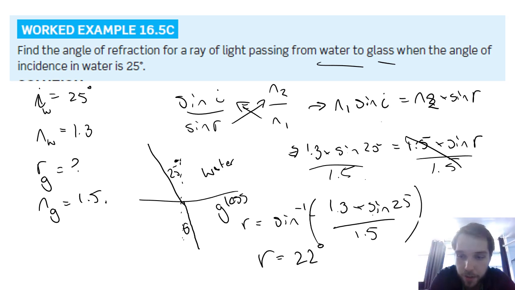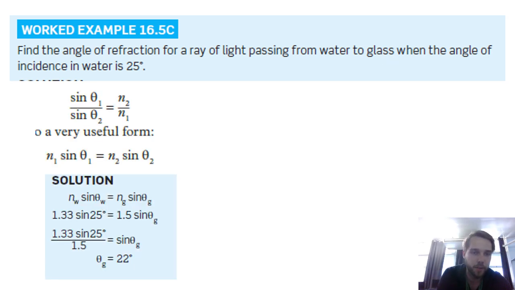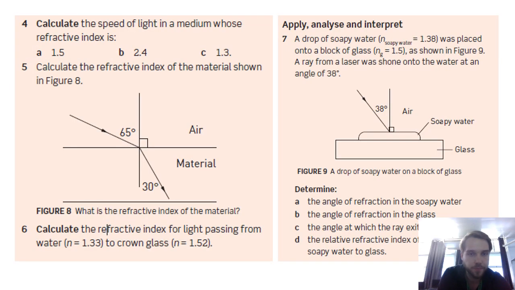And just like I predicted, it's a little bit less than 25. That's because it's going into a denser medium. So it's going to be slowed down, and bent a little bit closer to the normal. So that's one way you can also verify your answer. If it was more than 25, but you knew that it was going into a denser material, well, you must have done something wrong in your math. Okay, hopefully that one makes sense, and there's another way of writing out the answer a little bit neater.